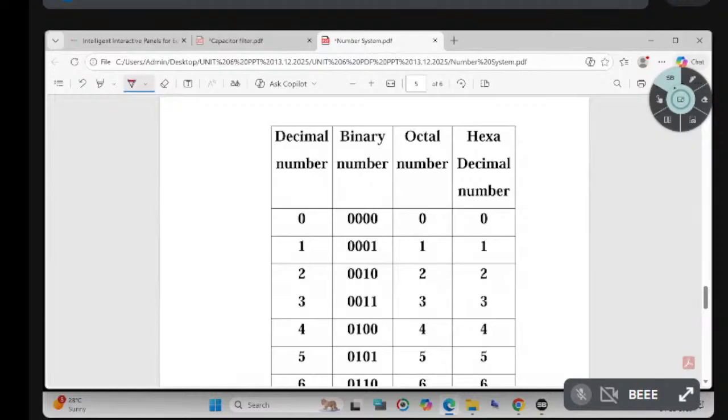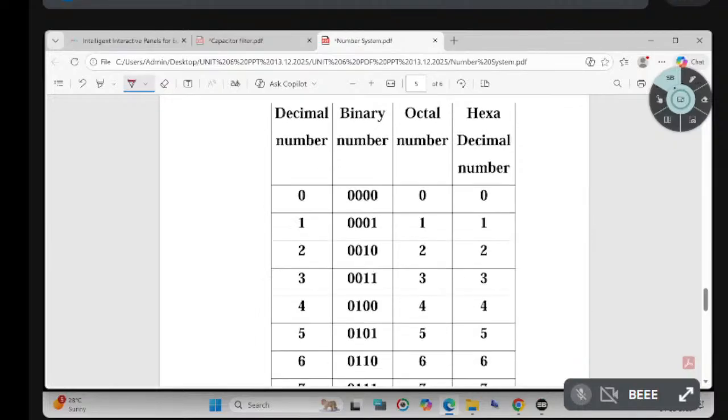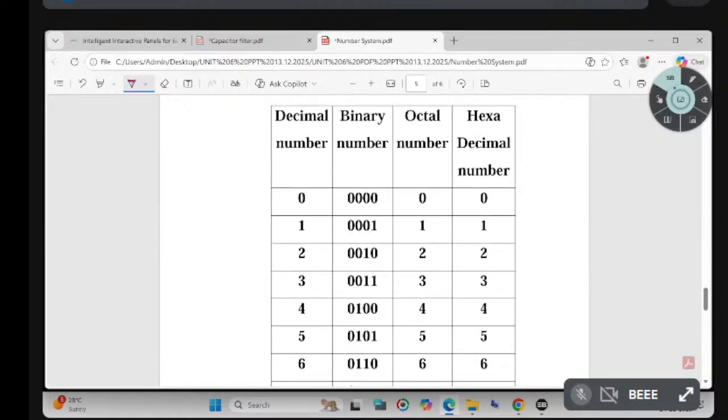Right, stop. Completed. Hexa, decimal, octa, binary, completed. Be silent. Note this table. Please note this table. 0 can be written as 000 in binary system, octa number, hexa number. Please note the table, the standard table.